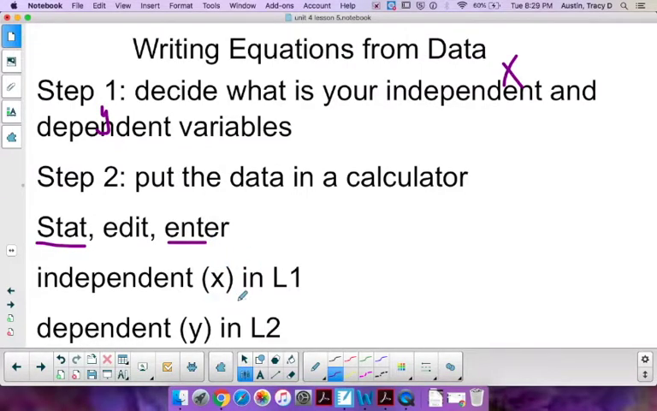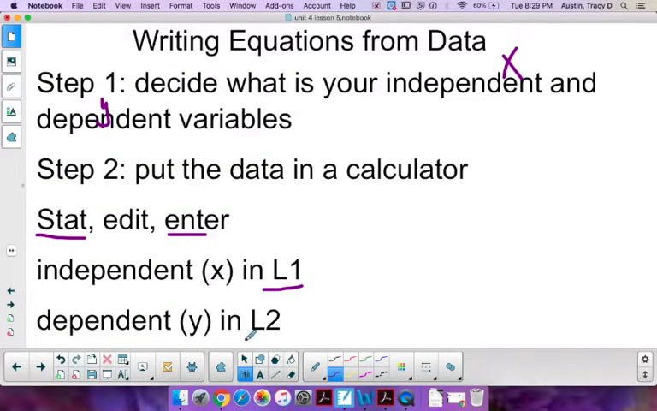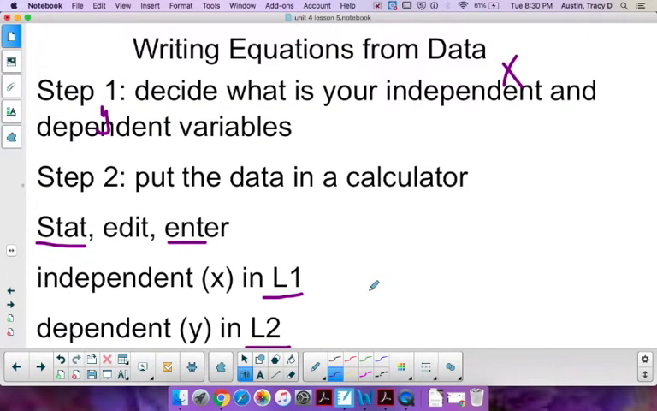Your X is always going to go in L1, and your Y is always going to go in L2. And you're just going to type the numbers in one at a time and hit Enter. Now, here's the very specific thing on this, okay? You have to put them in the order that you have them. Don't put them in numerical order from least to greatest. That's going to mess up your data. You put them in the order that you have them, and we'll talk about it when we get to the example, okay?